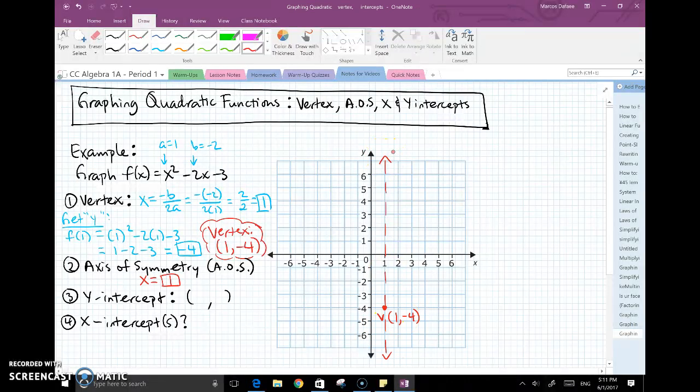Now, I like to put arrows at the end because it is technically a line, though it is an imaginary line, it is nevertheless a line. So the equation for this would be x is equal to 1. Okay, that's the equation of that line. Now, to get the rest, so the y-intercept is always your constant. It's at the very, very end. So in this case, it's negative 3.